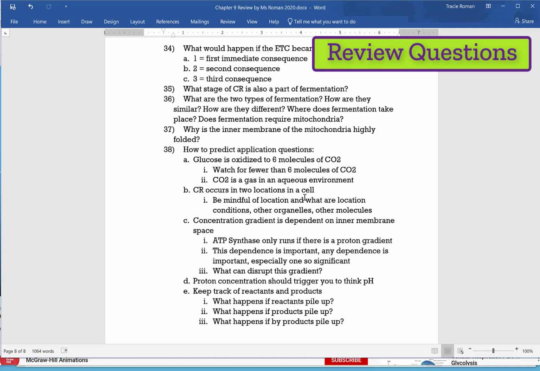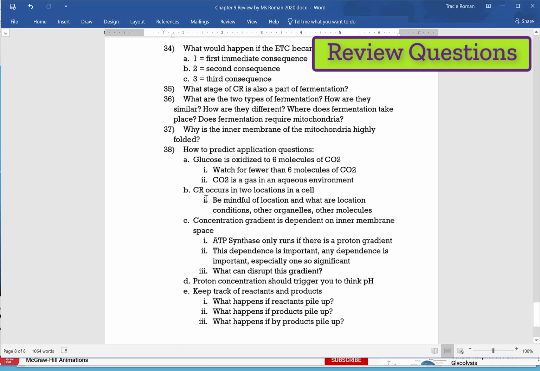Anytime a gas is produced, you should always, in general, it's a good way to live your life. Just kidding. But if a gas is produced, you really should take note of that, because that could be an application question.